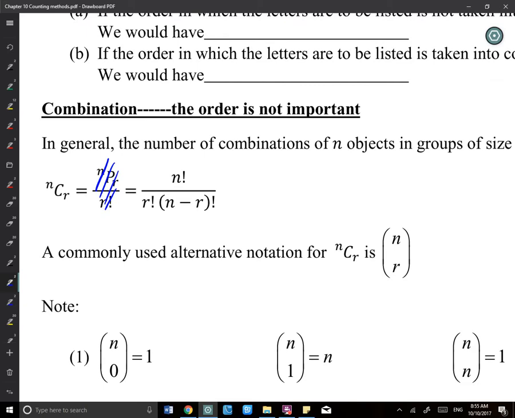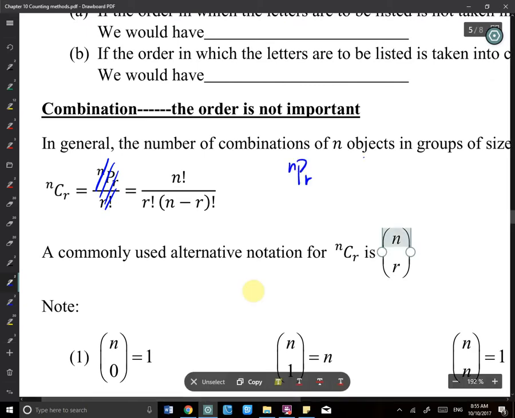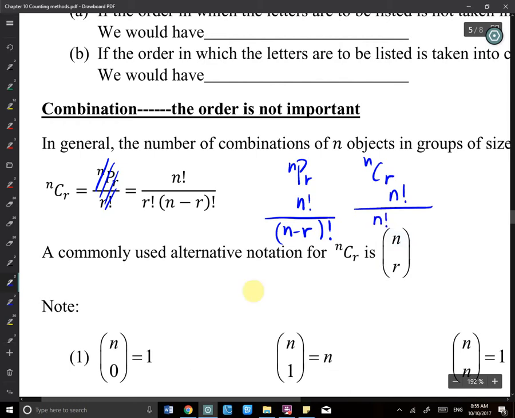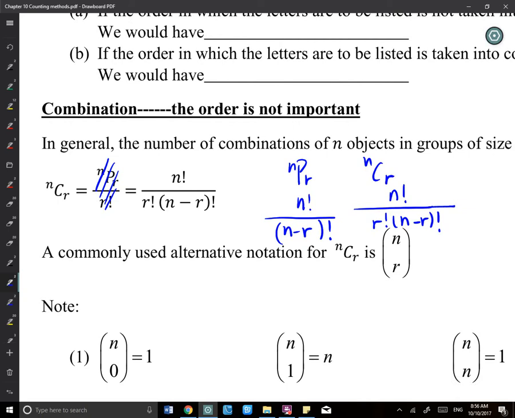Do you understand that? There are more ways in permutation compared to combination. We have nPr and nCr. This one is n factorial divided by n minus r factorial. But this one is n factorial divided by r factorial and n minus r factorial. In the second one, I divide by r factorial more than the P one, so I have a smaller number in combination. That makes sense, because I'm not going to rearrange the students. There's only one way as a group, instead of another 5 ways.